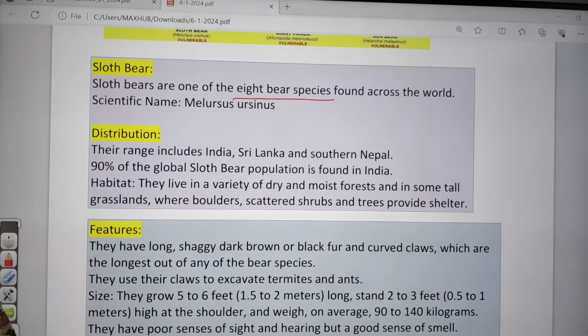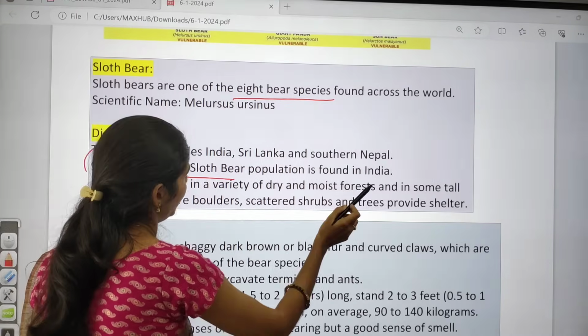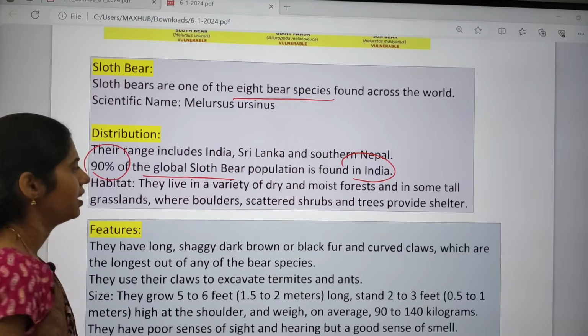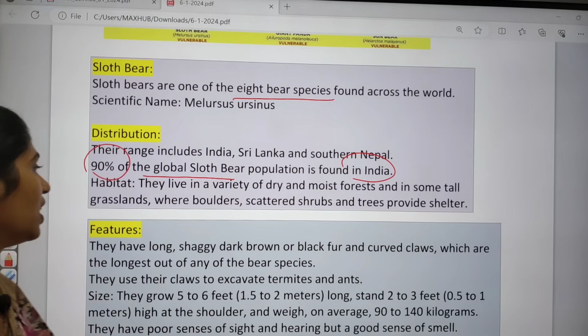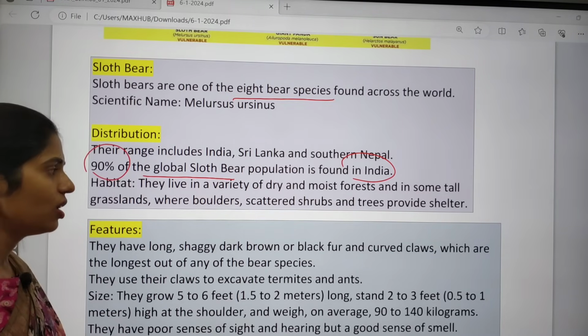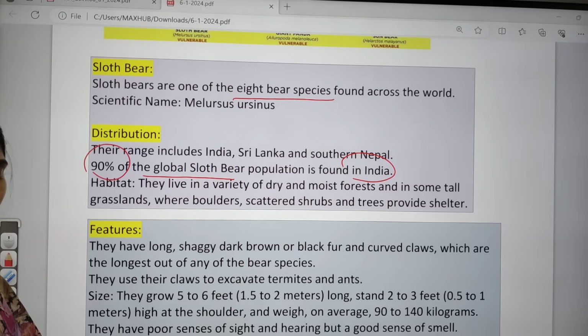Regarding distribution, they are seen in India, Sri Lanka, and southern Nepal, and about 90% of the global sloth bear population is found in India itself. They live mainly in dry and moist forests and in some tall grasslands, where boulders, scattered shrubs and trees provide shelter for the sloth bear.